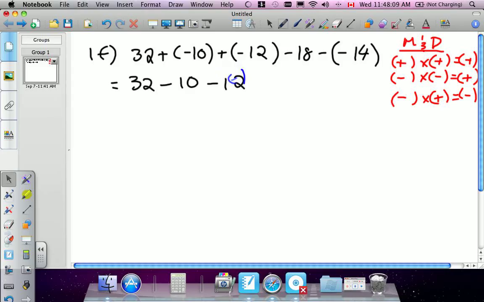There's only one operation, so I bring down minus 18. And then here I have a negative and a negative. That's going to create just one positive sign. So I have plus 14. So now when we look at the question, we read it as 32, subtract 10, subtract 12, subtract 18, plus 14.